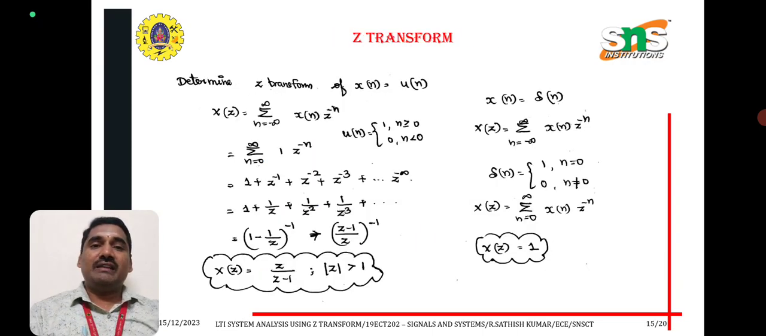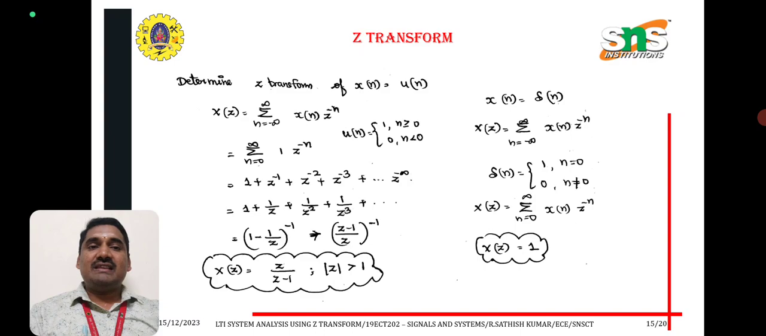Next one, how to find the Z transform of x of n into u of n. First we apply the X of z formula, summation from n equal to minus infinity to plus infinity of x of n into z to the power minus n. The u of n condition means 1 for n greater than or equal to 0, and 0 for n less than 0. Now we apply the limits from 0 to infinity of 1 into z to the power minus n. We get 1 plus 1 by z plus 1 by z squared plus 1 by z cubed. Using 1 plus a plus a squared and so on equal to 1 divided by 1 minus a, we get x of z is equal to z divided by z minus 1.